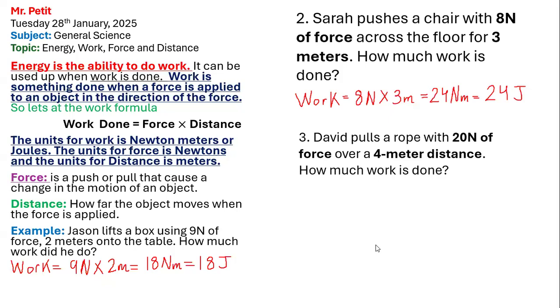I don't want Newton meters. What is Newton meters? Newton meters is what?